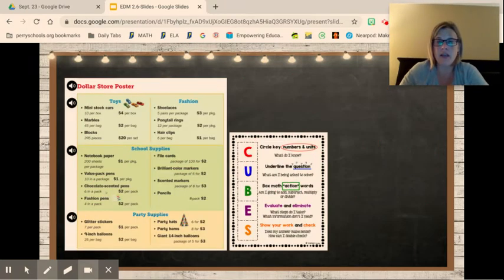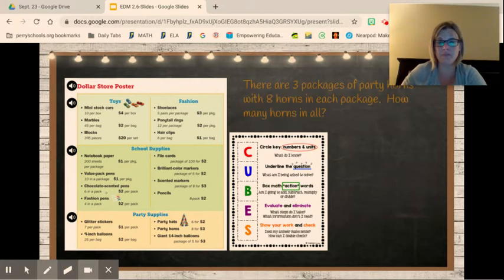All right. For the next couple problems, we're going to be looking at this dollar store poster. It is in your SRB. If you want to look at this, you can go to your SRB online and go to the section that has the different posters in there and you will be able to see this. Again, I'm going to be using the information here to get some of my numbers, but I'm also going to be following cube to help me out.